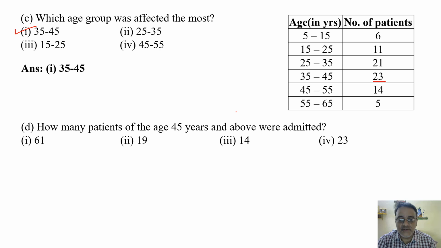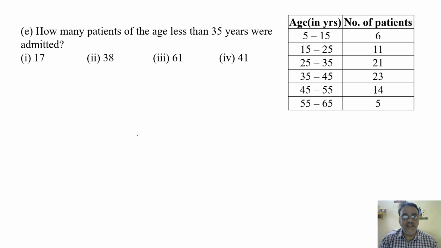How many patients of the age 45 years and above were admitted? That means we have to add these two. 14 plus 5, 19. And the correct option is the second one. Now the last question. How many patients of the age less than 35 years were admitted? So less than 35 मतलब हम लोग को यहाँ से यहाँ तक ऐड करना पड़ेगा. We have to add 6 plus 11 plus 21. Okay, so 30 to 38. And the correct option is the second one.